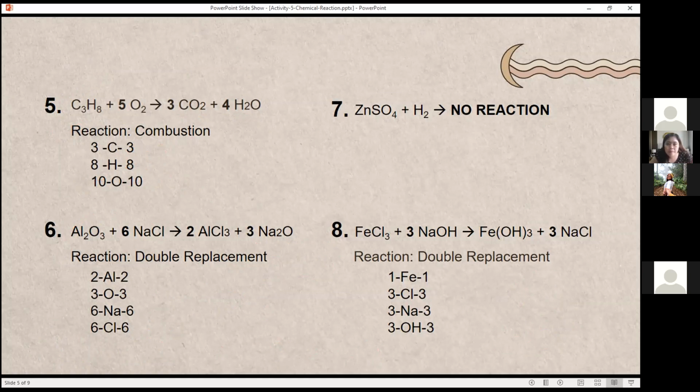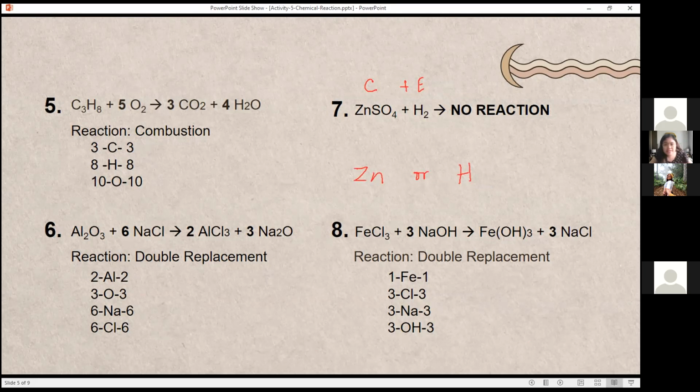Zinc, this is a compound plus an element. Anong sabi ko? Pag compound plus element, single replacement. Pag na-identify niyo siya na single replacement, ang next step, look at the activity series of metal. So alin ba yung mas reactive? Si zinc or si hydrogen? So let's look at the activity series of metal kung talaga bang no reaction ang answer dyan.